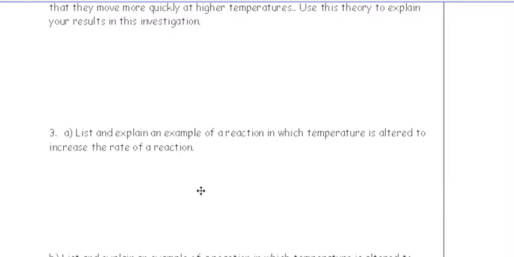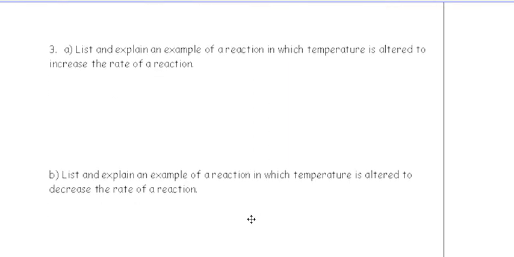And then number 3, looking at real life things, list and explain an example of a reaction in which temperature is altered to increase the rate of a reaction. So think of something in everyday life. If you want to make a certain reaction speed up, what type of situation is that in which you want the reaction to increase? And then what in real life would you want a reaction to slow down?